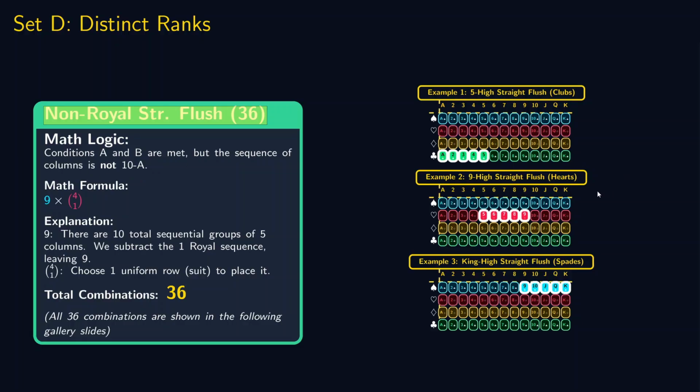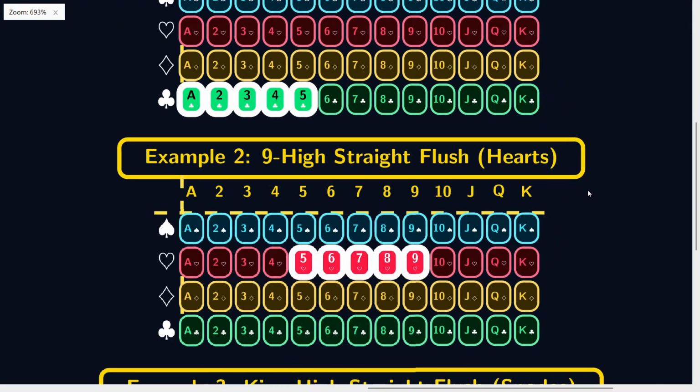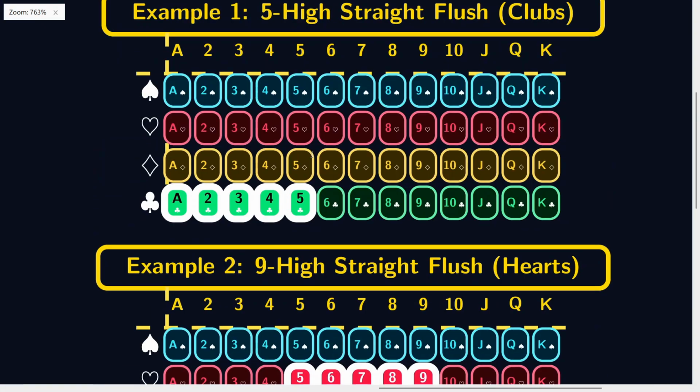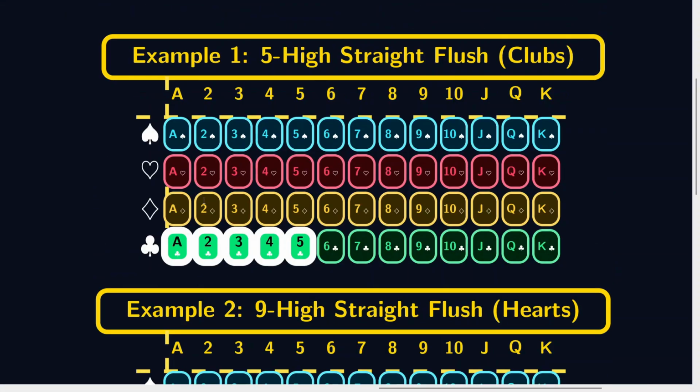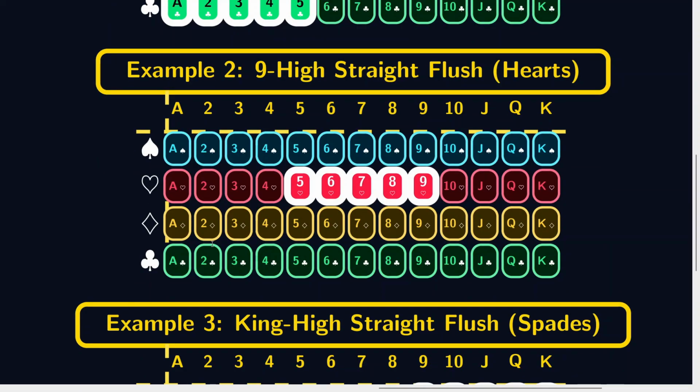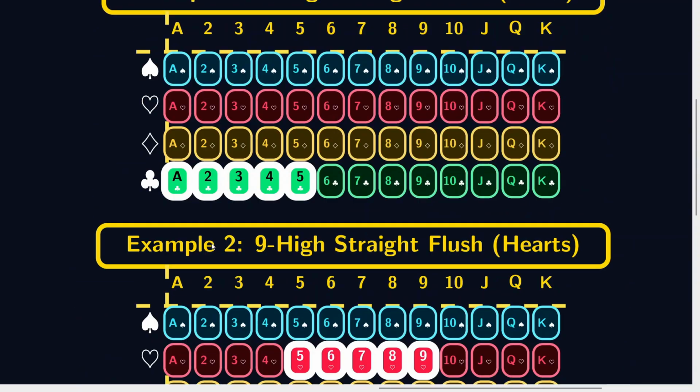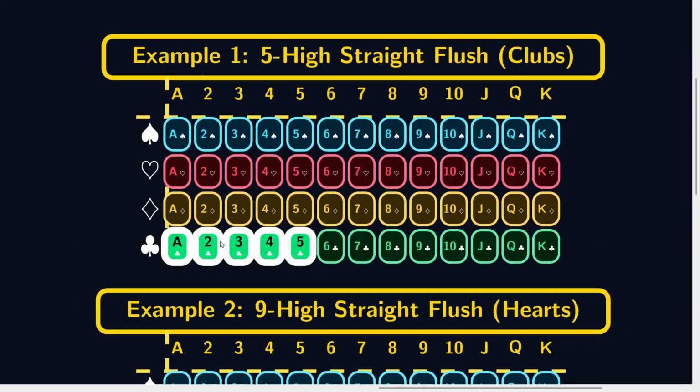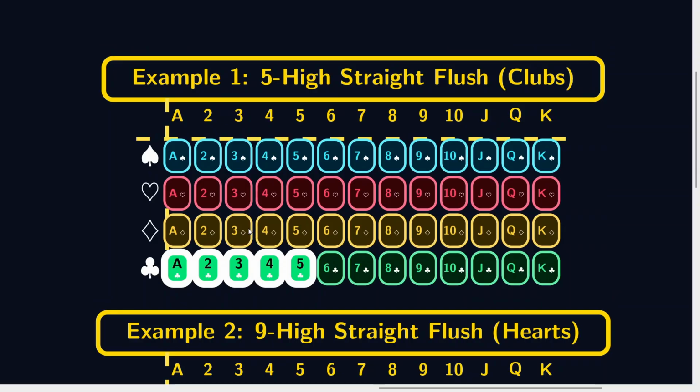All 5 dots sit in the same horizontal row, and the 5 highlighted columns form a consecutive run. The only difference is that the sequence does not end at ace. It might end at king, or at queen, or all the way down at 5. And it turns out there are exactly 9 other sequences of 5 consecutive columns that we can form. Let us think about why.